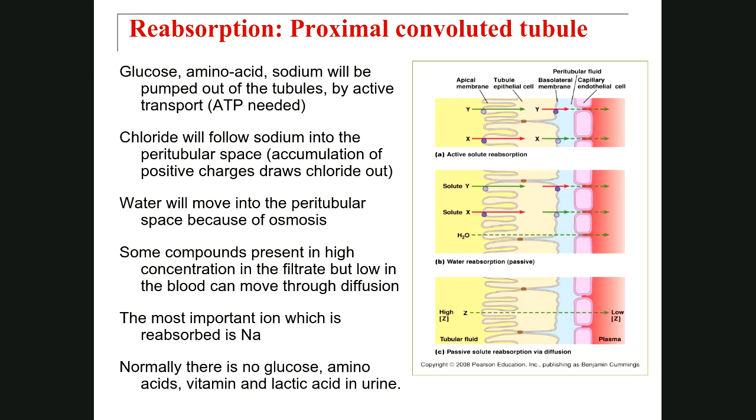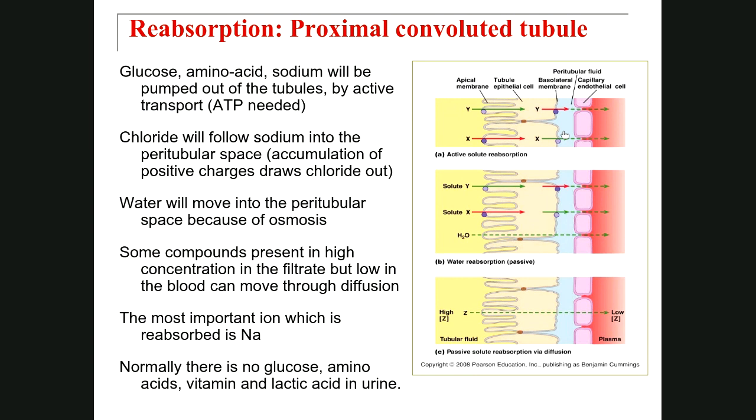In this slide, you can see the reabsorption in the proximal convoluted tubule. The glucose, amino acid, and sodium will be pumped out of the tubule by active transport. For reabsorption of this material, we need ATP. Sodium is positive. So after one positive ion becomes reabsorbed, due to homeostasis of charges, we need to reabsorb chloride. So chloride with negative charge will follow the sodium into the peritubular space, as you see here.